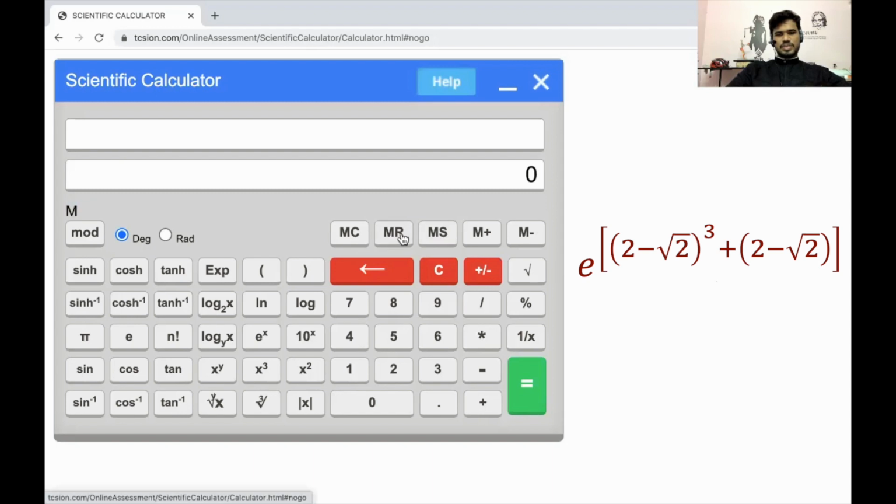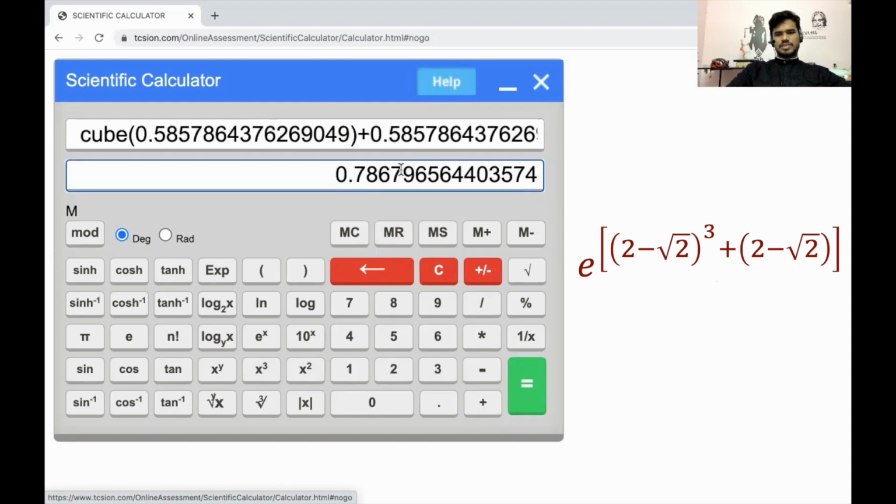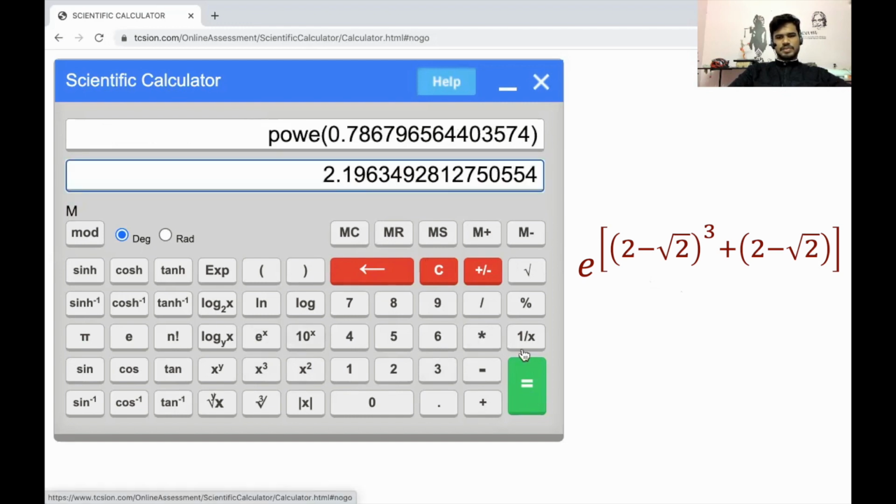Now how do we use this for this expression? Simple. So 2 minus root 2 power 3. Read this number, power of 3, plus 2 minus root 2, plus read the memory. That's it, equals. So we got the whole thing in the bracket there. Notice how quickly we got it. Then do e power x, since we already have the number here. 2.1. Something very, very simple.